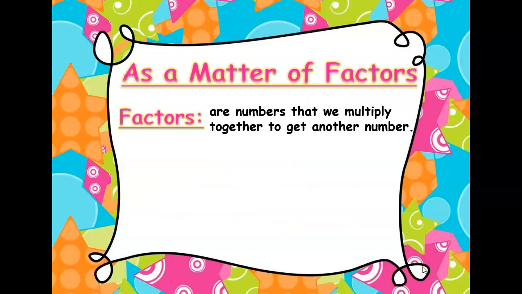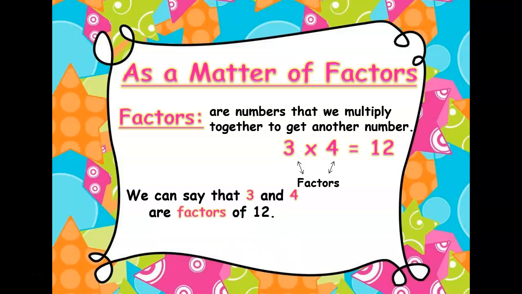All right, as a matter of fact, factors are numbers that we multiply together to get another number. For example, 3 multiplied by 4. 3 and 4 are the factors. We can say that 3 and 4 are the factors of 12, right? Because if you multiply 3 by 4, you get the answer of 12, and that means 3 and 4 are considered factors of 12.